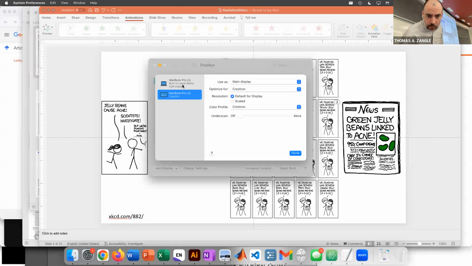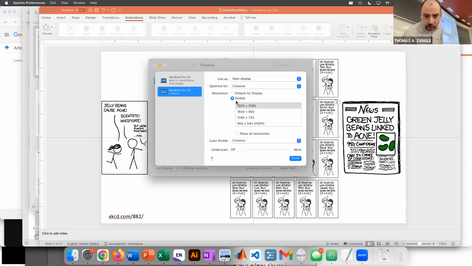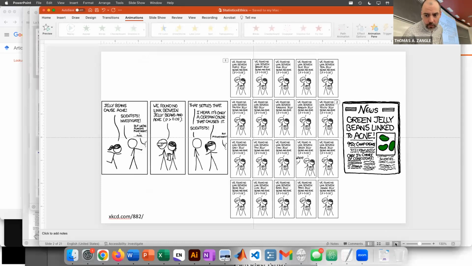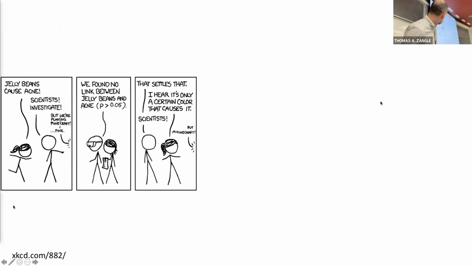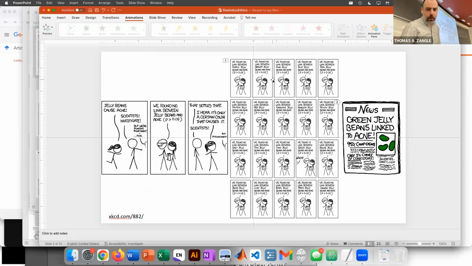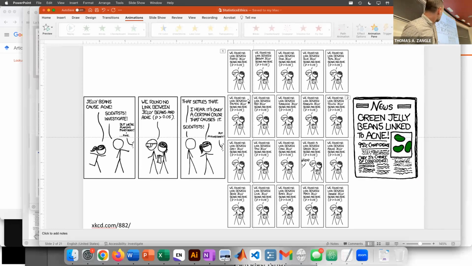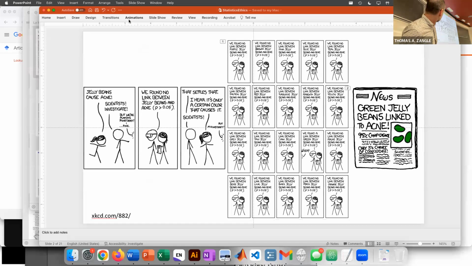So we are going to, let's see, let's go scaled. Let's see if this works. Nope. All right, well, we will just carry on in this view, although it's not ideal. Unless anybody has an idea about what I'm doing here, but we'll just go here.